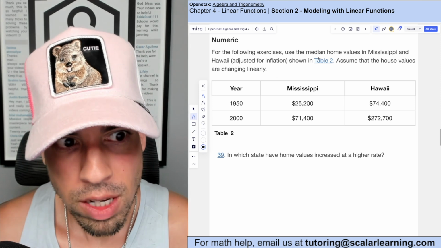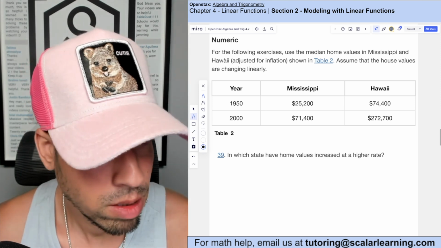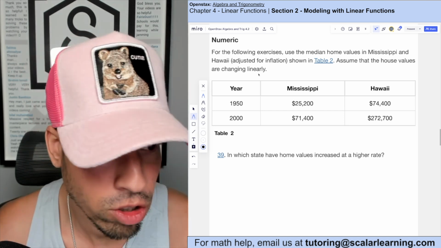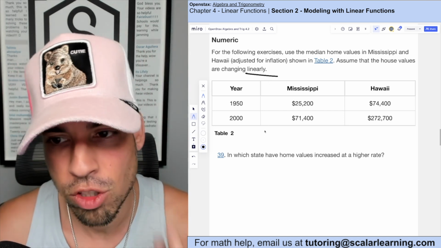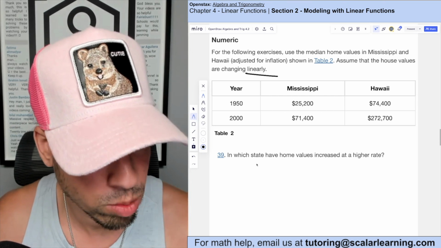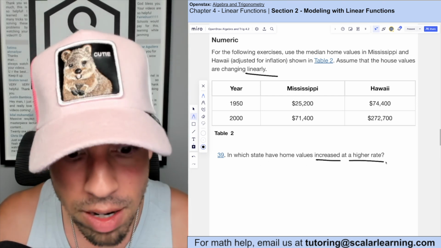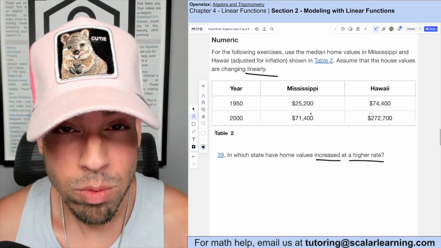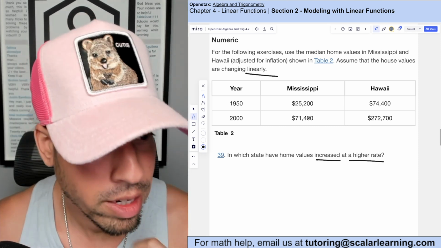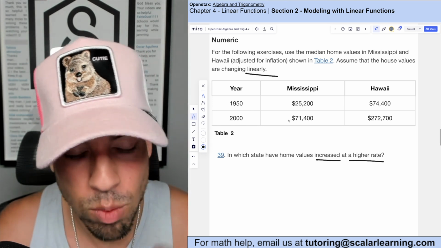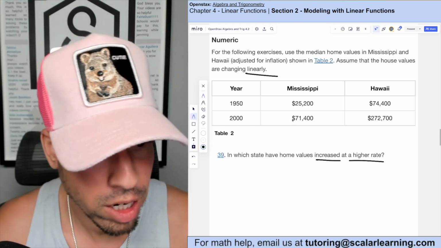For the following exercises, use the median home values in Mississippi and Hawaii adjusted for inflation shown in table 2. Assume that the house values are changing linearly. So we're given that as an acceptable assumption. It says, in which state have home values increased at a higher rate? So what are we talking about, higher rate? We're talking about rate of change, aka slope. And we have values for both of these where we can calculate that rate of change per year.